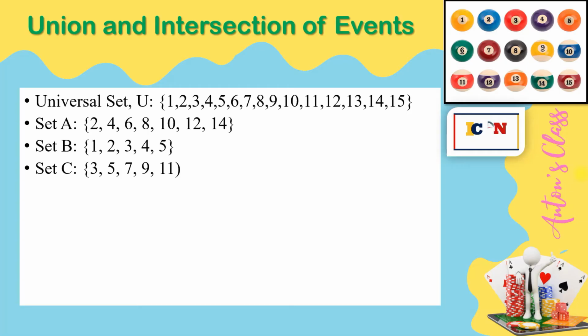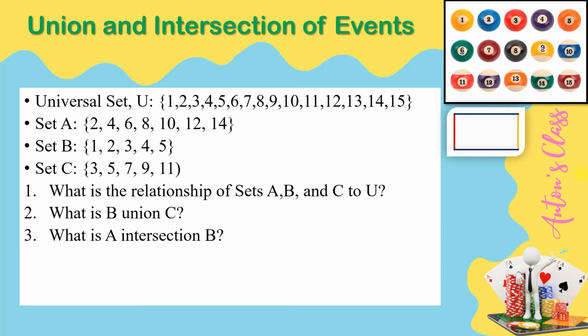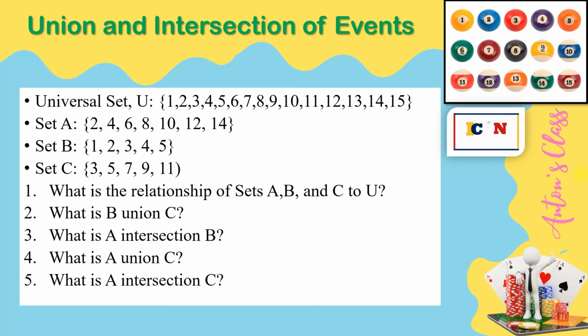For set B, we have the balls numbered 1 to 5. Set C, we have the balls numbered 3, 5, 7, 9, and 11. So let us answer the following questions. What is the relationship of sets A, B, and C to set U, the universal set? What is B union C? What is A intersection B? Number 4, what is A union C? And number 5, what is A intersection C?